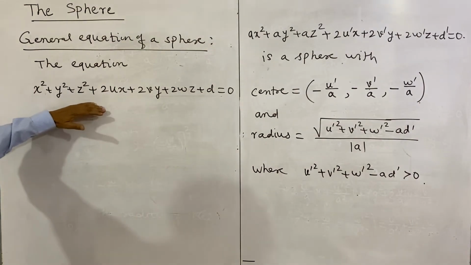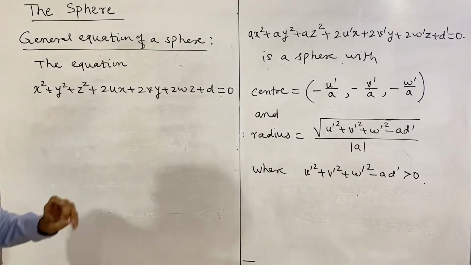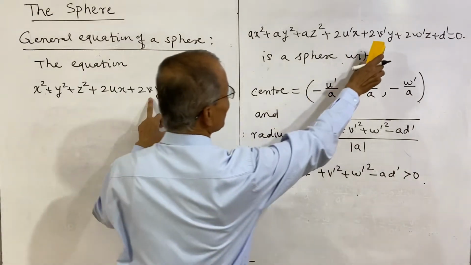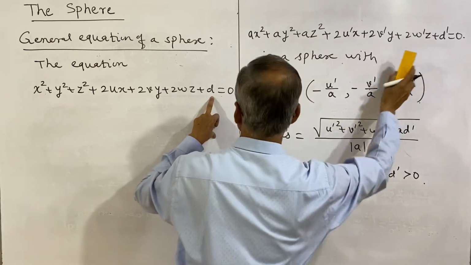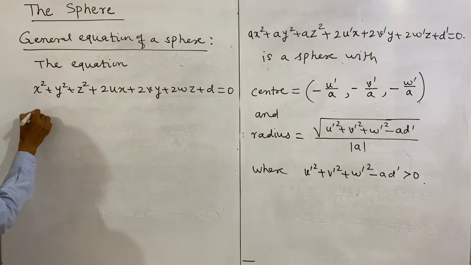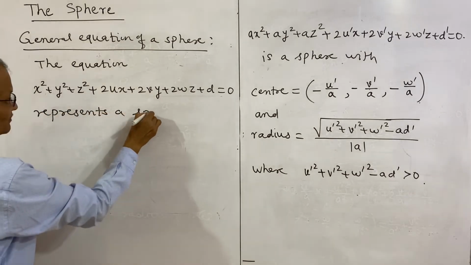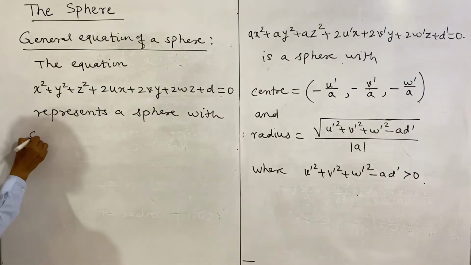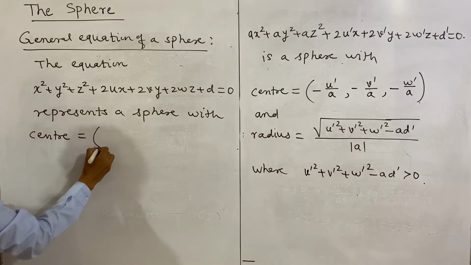This equation is a special case of that equation where a is equal to 1, and in place of u prime we have u, in place of v prime we have v, in place of w prime we have w, and in place of d prime we have d. So this represents a sphere with center equal to... Now what will be the center's coordinates?